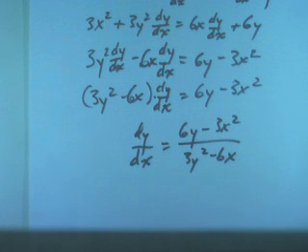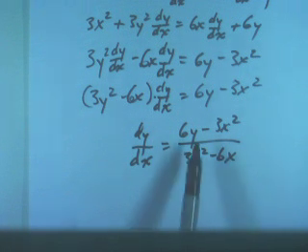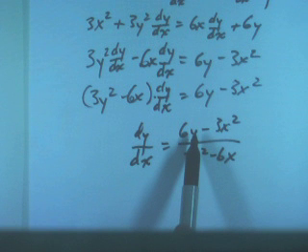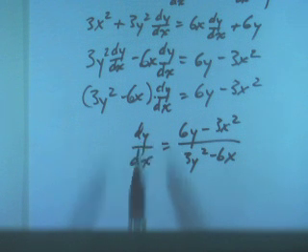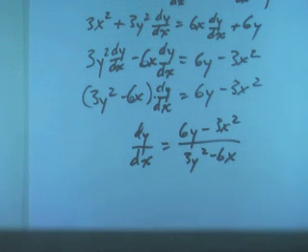And we have found an expression. It's not solved for y, but we still have an expression for the derivative of y with respect to x. And that's an example of implicit differentiation.